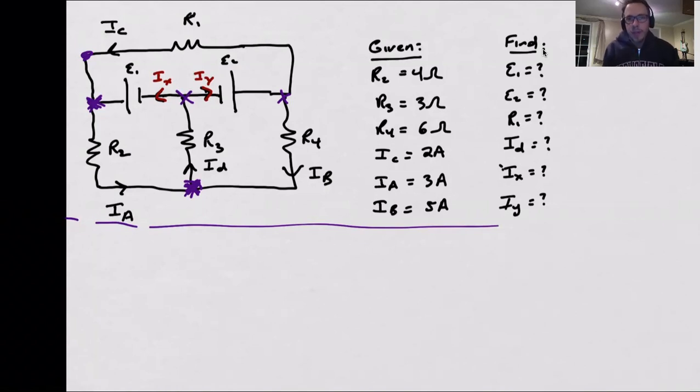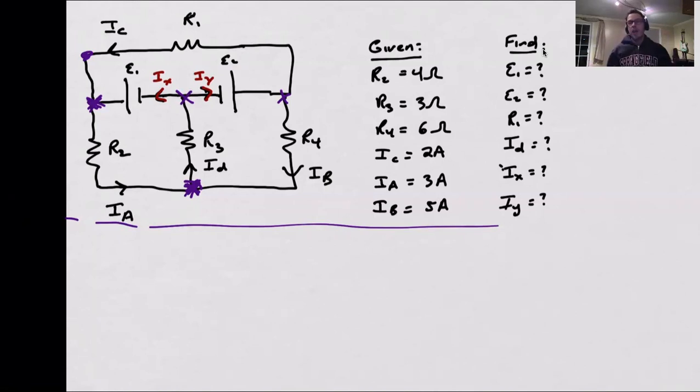Most of the resistors are given. R2, R3, and R4 are given. IC, IA, and IB are given. Here, I want us to find lots of different quantities. So that means we're going to have to do lots of different loops, lots of different little techniques to get this in, okay? But namely, we want the two batteries, the top resistor, the two middle branch currents, IX and IY, and then the current that goes right up to connect from the bottom branch to the middle branch, ID.